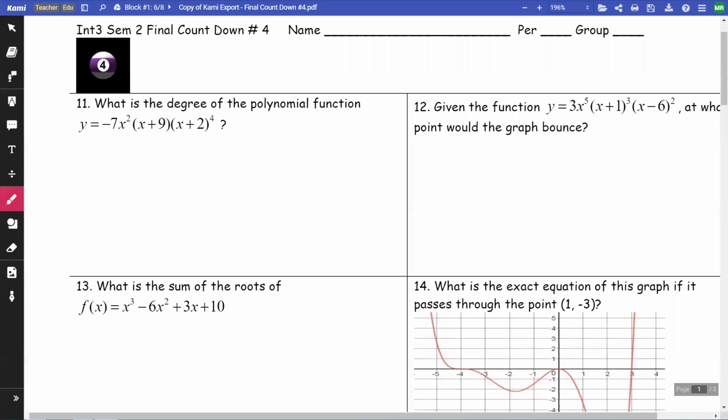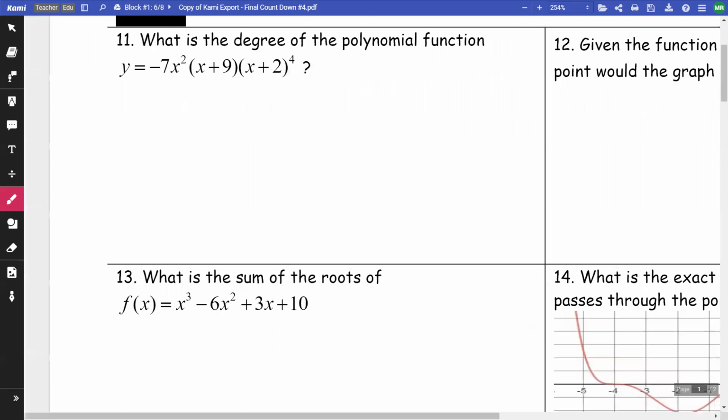Okay, so this is review for integrated 3, semester 2, final countdown number 4. And this is dealing with a lot of polynomials in this section here. So let's take a look at the first one. On this problem, they're asking us for the degree of the polynomial.